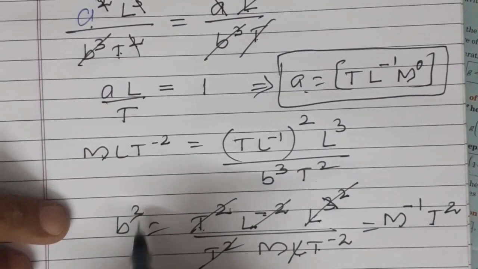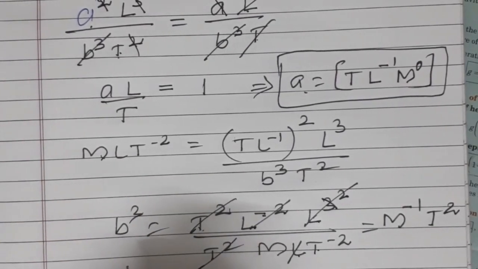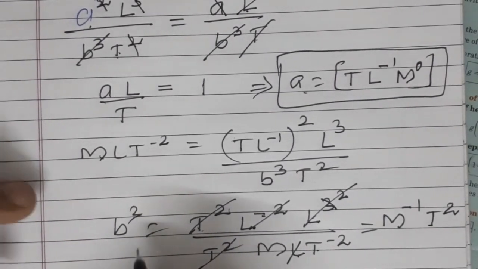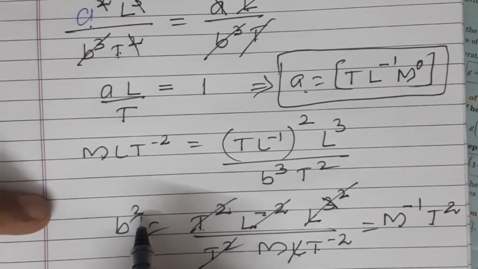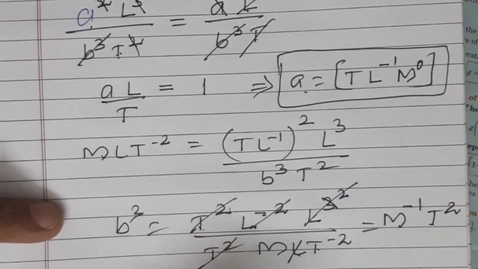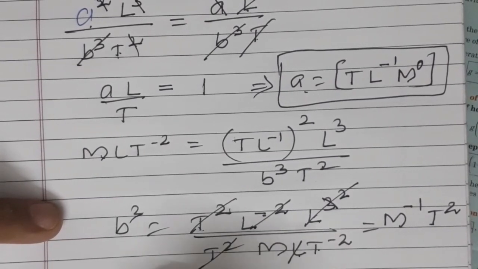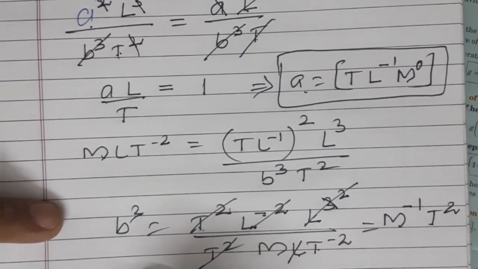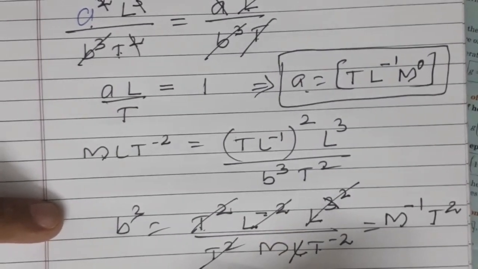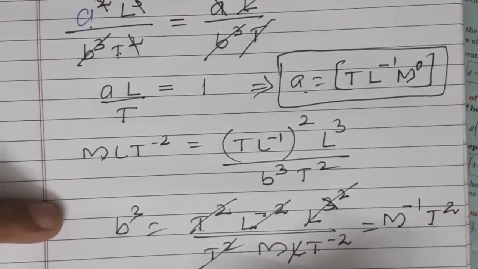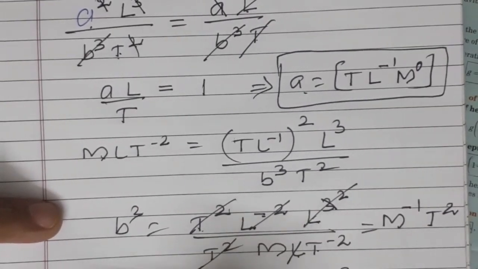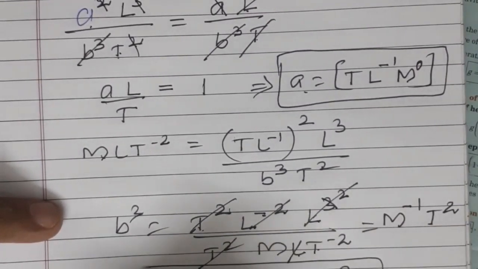This is the value of B cube. So multiplying the powers of each of the term with reciprocal of the power over here, that means by 1 by 3, this B will become, multiplying both sides with 1 by 3, taking cube root on both sides, m1 by 3, T will be 2 by 3, and because there is no L, so L will be 0. So we have got the dimensions of B also.